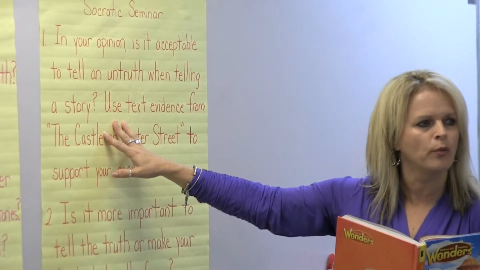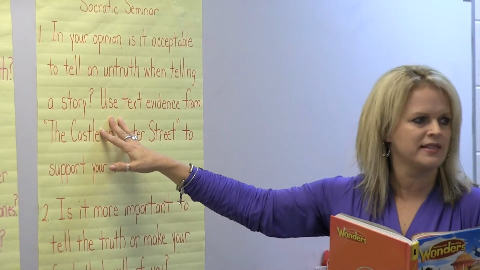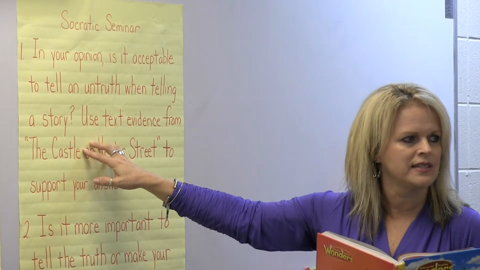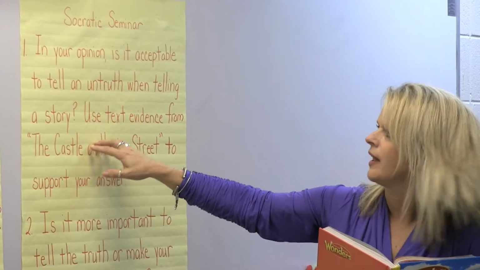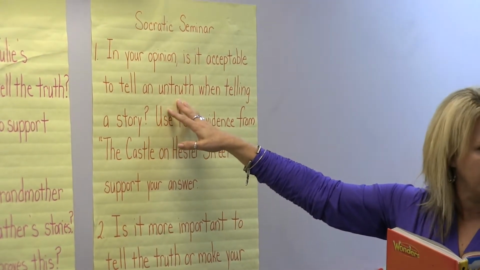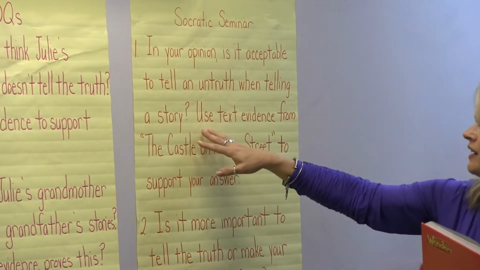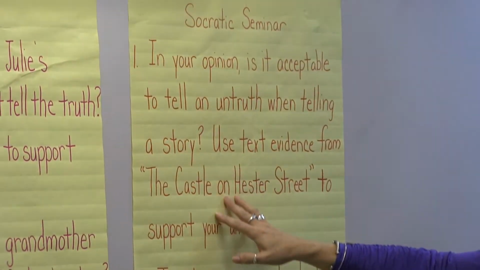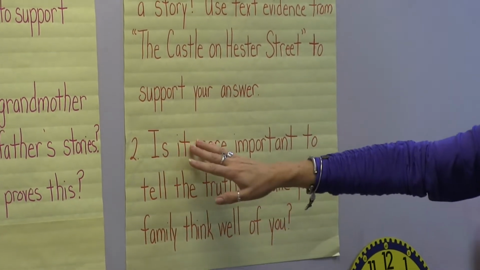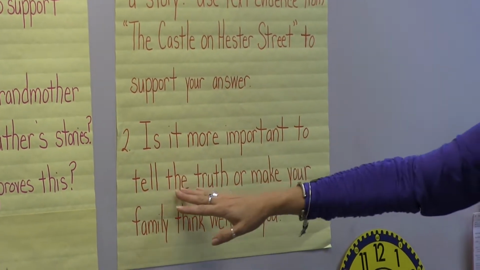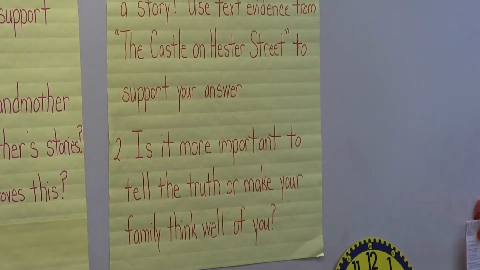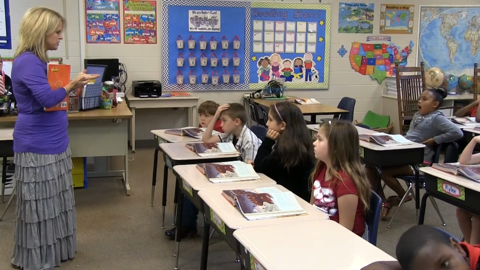Okay? Like when you're in a courtroom, you're either for it or against it. You have to pick a side. So in the same way, you have to pick a side in this question. All right? In your opinion, is it acceptable to tell an untruth or a lie, a little fib, when telling a story? And we're going to find evidence from the text. Or another way of saying that is, is it more important to tell the truth or to make your family think well of you? Do you get what you have to do?